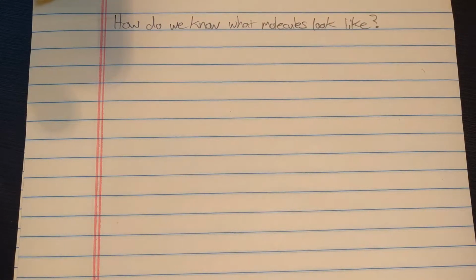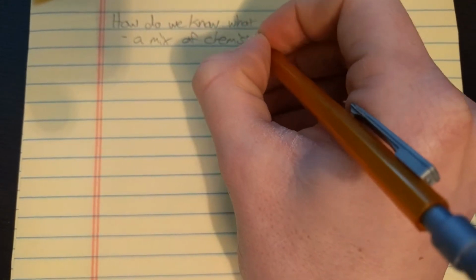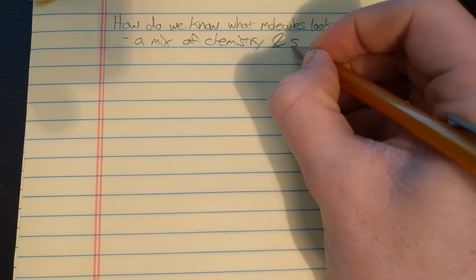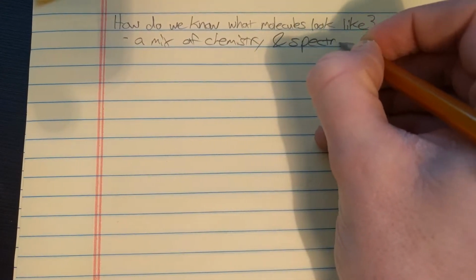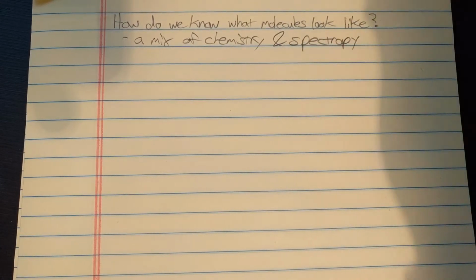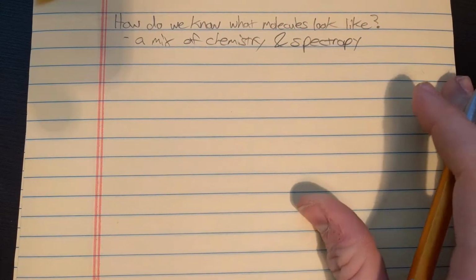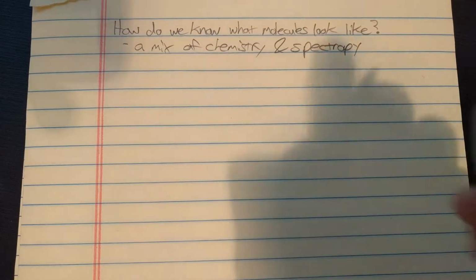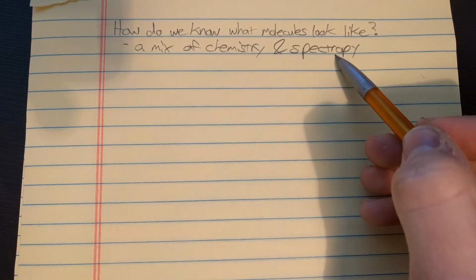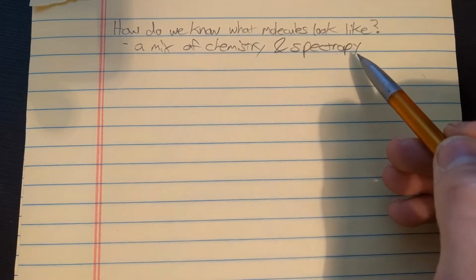Today I will try to answer the question of how do we know what molecules look like? So, simple answer, it boils down to a mix of chemistry and spectroscopy. I would say chemistry gives us the most hints of what a substance is composed of, and spectroscopy sort of fills in the details.